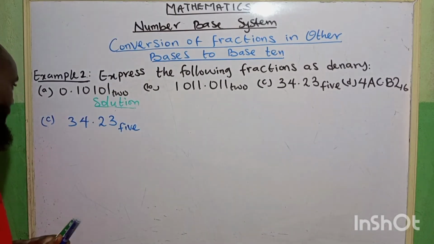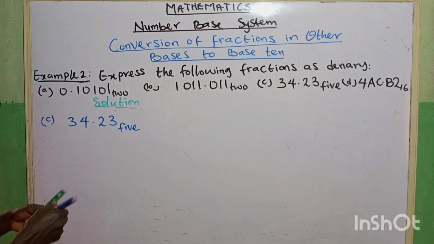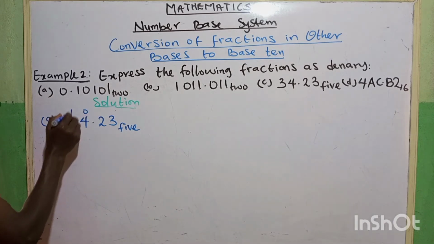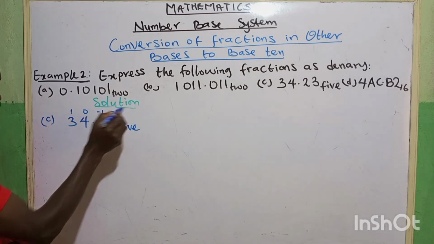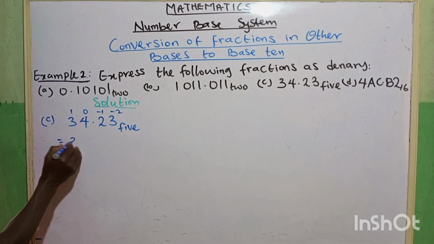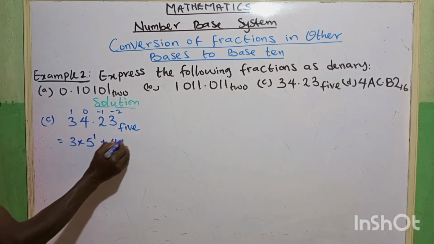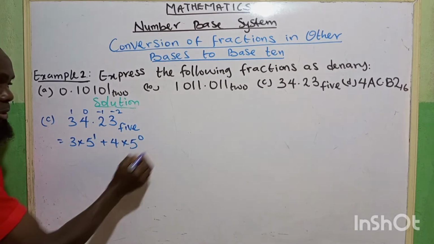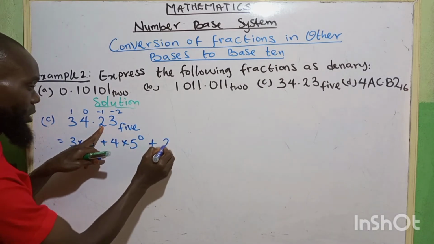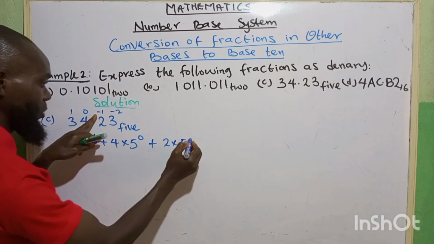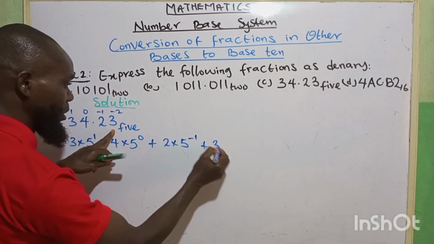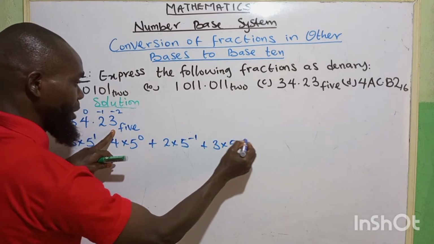Next question, question C. Now let's label this as well: 0, 1, minus 1, minus 2. So we have 3 multiplied by 5 raised to power 1, plus 4 multiplied by 5 raised to power 0, plus 2 multiplied by 5 raised to power minus 1, plus 3 multiplied by 5 raised to power minus 2.